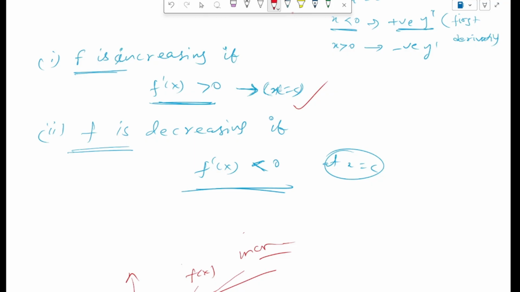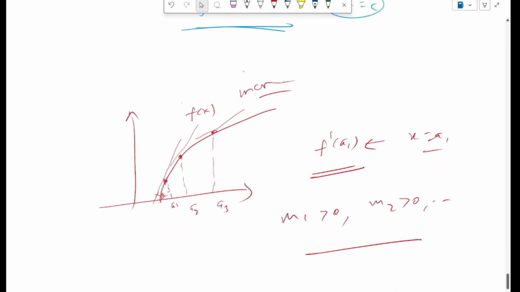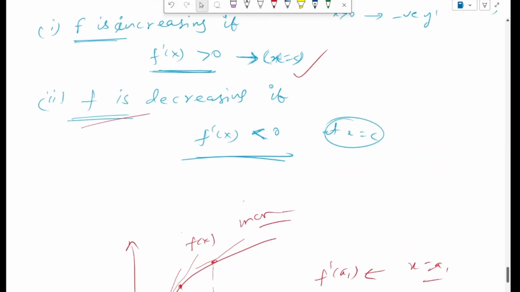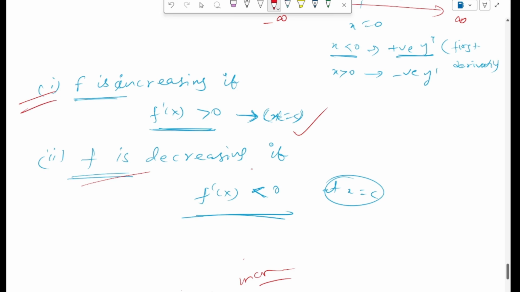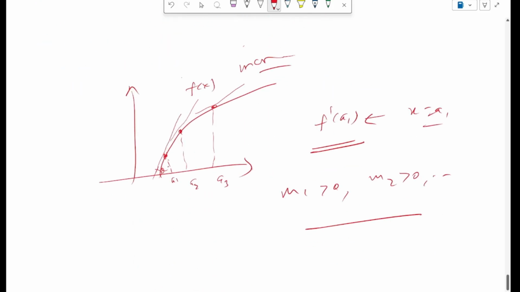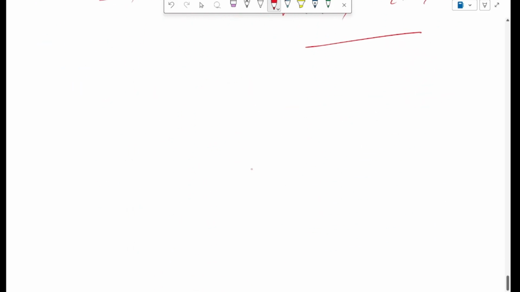Similarly, if you take a decreasing function, you will be able to analyze this just like I showed here, okay. So two things you have to remember: when the function is increasing, f dash x will be greater than 0, and when the function f is decreasing, f dash x will be less than 0. Now, let us take another example to see it more clearly.